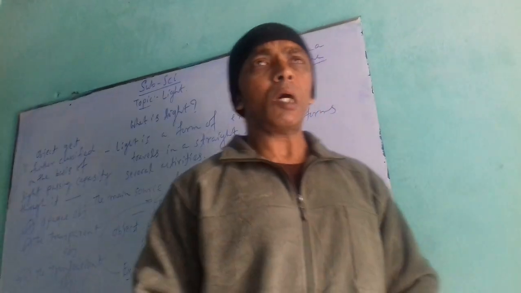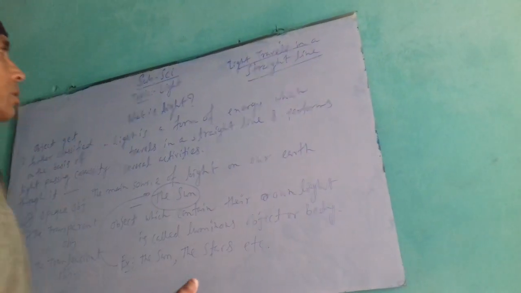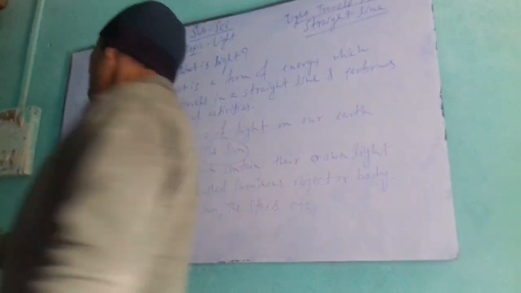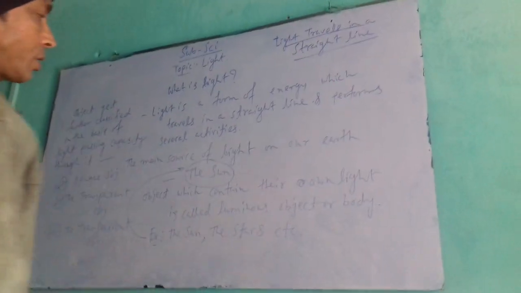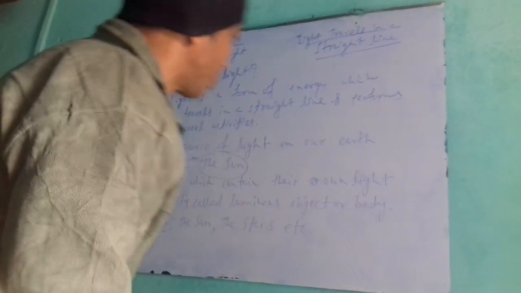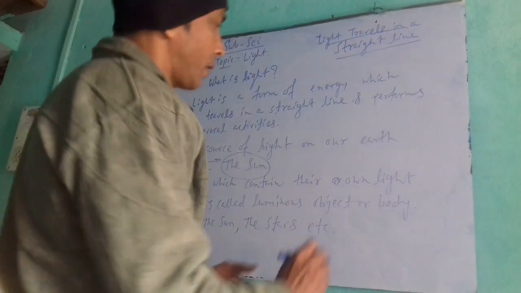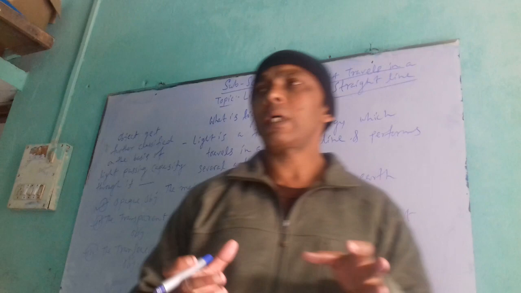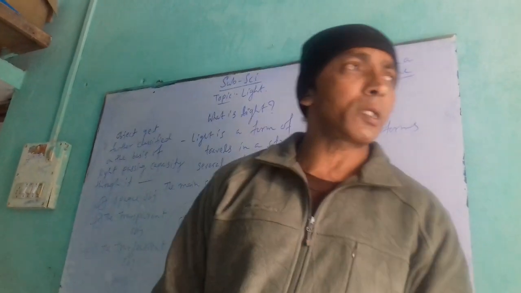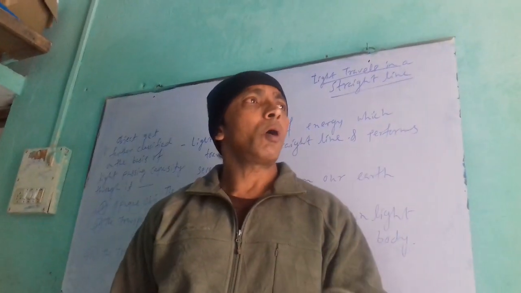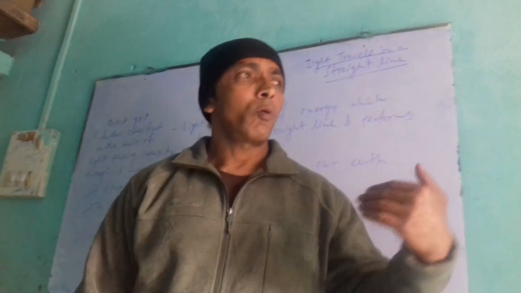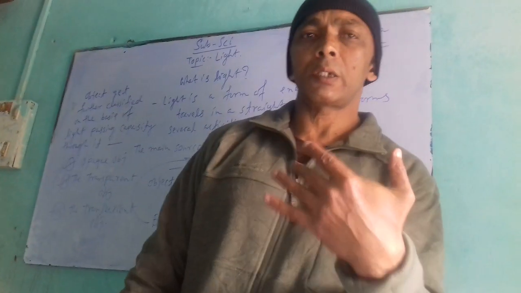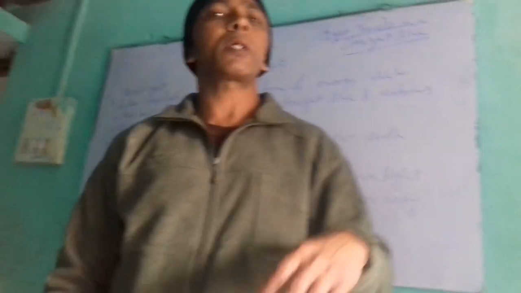Clear? So now we are going to discuss the next topic related to light. What is reflection? Reflection of light. Now I wipe up the board. Reflection of light. What is reflection? Reflection is when a certain substance or thing rebounds. That means it comes from one side and goes to the opposite direction. That is called reflection.